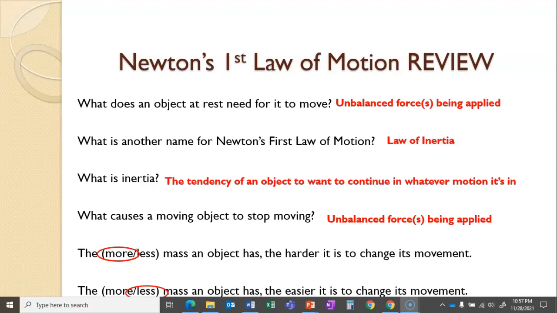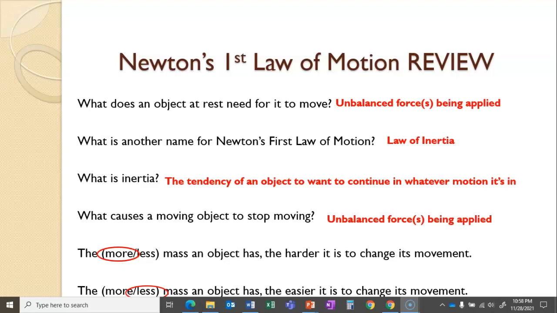We know that another name for Newton's first law is the law of inertia. We know that inertia is a word that is used to explain or describe the tendency of an object to want to continue in whatever kind of motion it's in. If it's at rest, it wants to stay at rest. If it is moving, it wants to stay moving at that same speed and in a straight line.